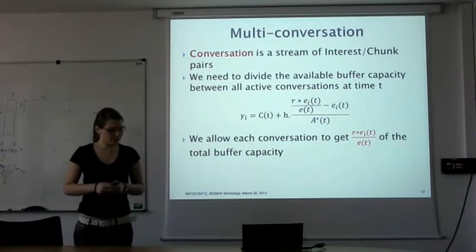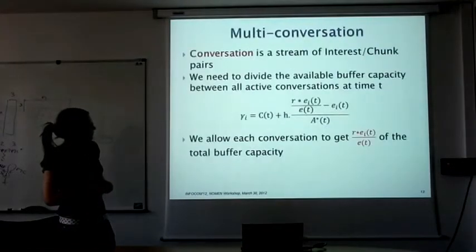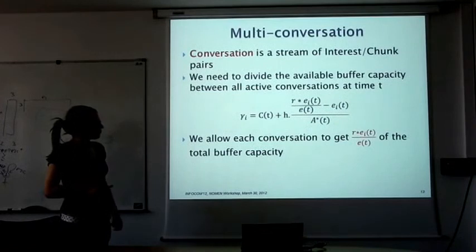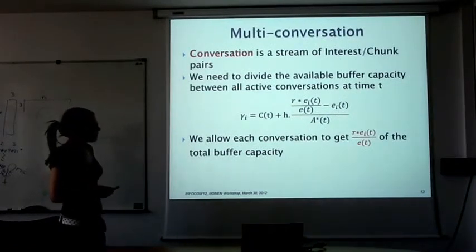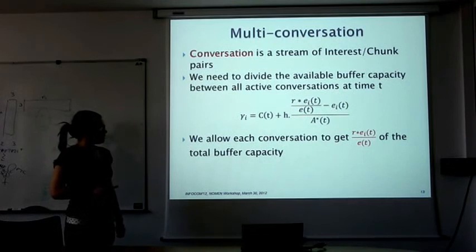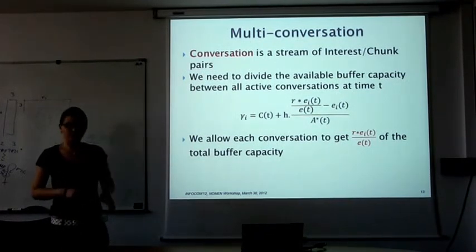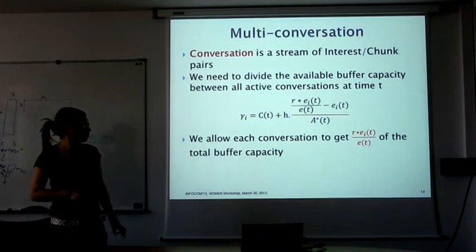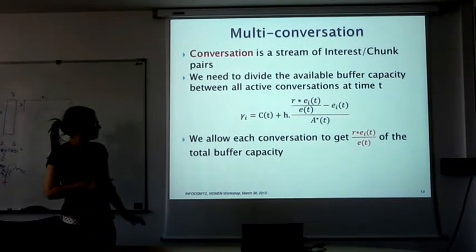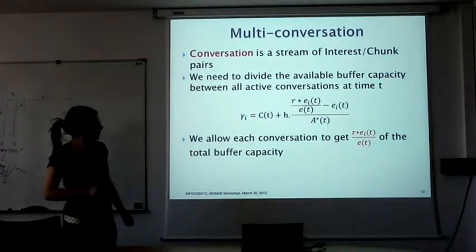So now we have modified this formula as follows. We use the ratio between the number of packets for a given conversation and the total queue length. It means that we allow each conversation to get a part equal to R multiplied by this factor.